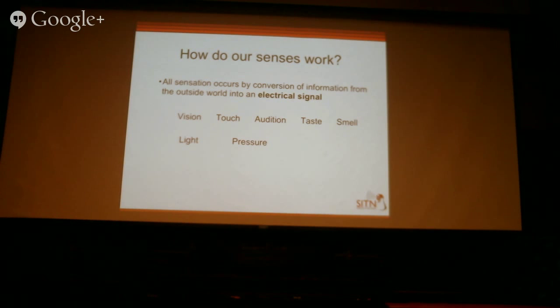So yeah, pressure. Audition is just the pressure of sound waves coming in and hitting your ear. So the pressure from the sound waves on and around in your ear is making it have some electrical signal. And the same thing is true for touch.